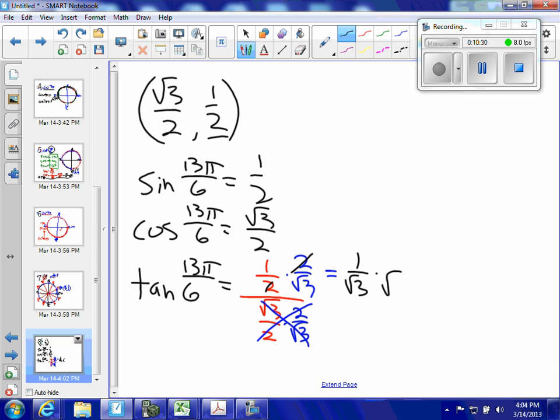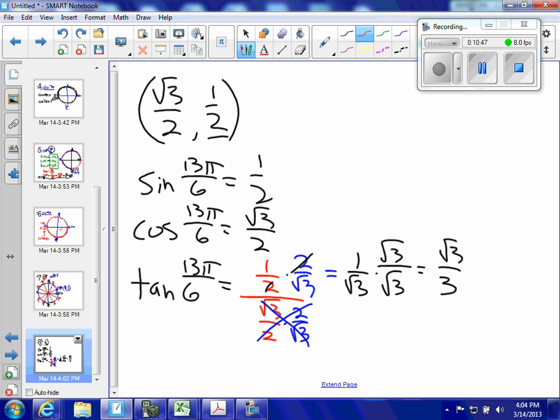I need to get rid of the radical in my denominator, so multiply the top and the bottom by radical 3 over radical 3, and I wind up with radical 3 over 3. That is tangent 13 pi over 6.